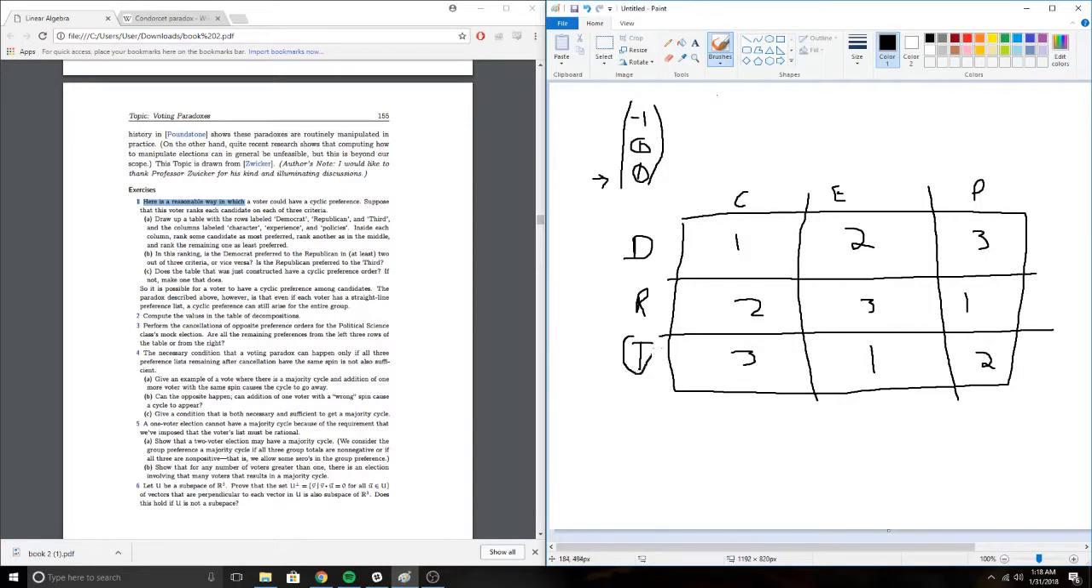And then the third party right here just basically fills in the blanks to create a cyclical order for these character traits. The textbook then says, in this ranking, is a Democrat preferred to a Republican at least 2 out of 3 criteria? Yes, it's preferred in the character criteria, and it's also preferred in the experience. Is the Republican preferred to the third? Yes, it's preferred in the character and preferred in policies.